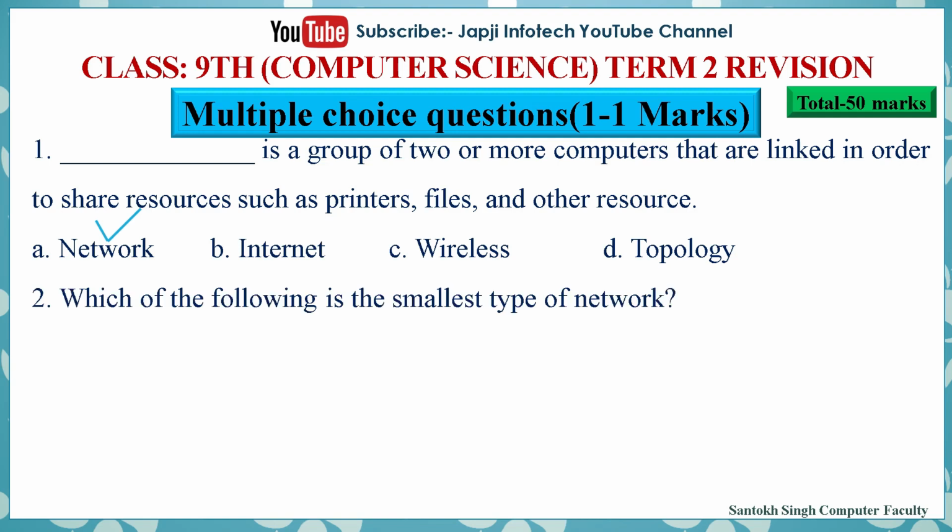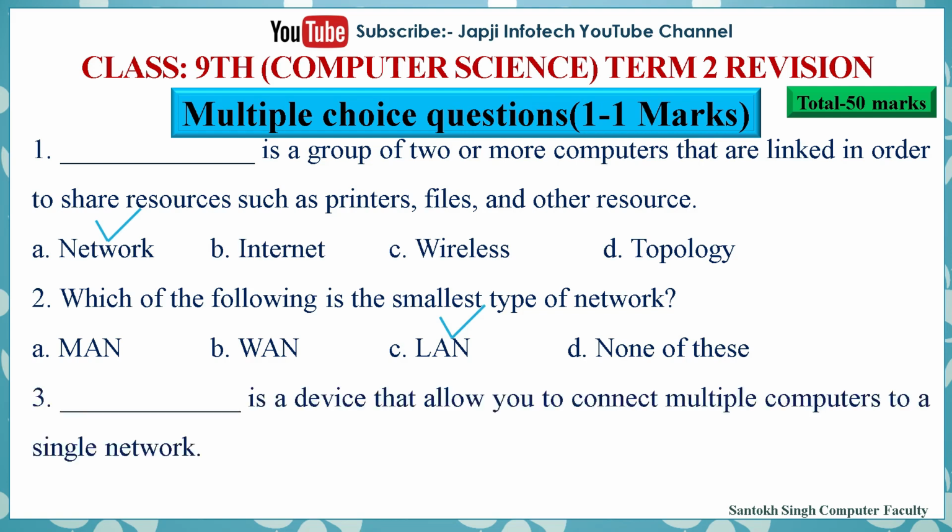The second one is, which of the following is the smallest type of network? The options are MAN, WAN, LAN or none of these. The right answer is LAN, the smallest type of network. The third one is, dash is a device that allows you to connect multiple computers to a single network. The options are hub, bus, ring and star. The right answer is hub. A hub is a device that allows you to connect multiple computers to a single network.